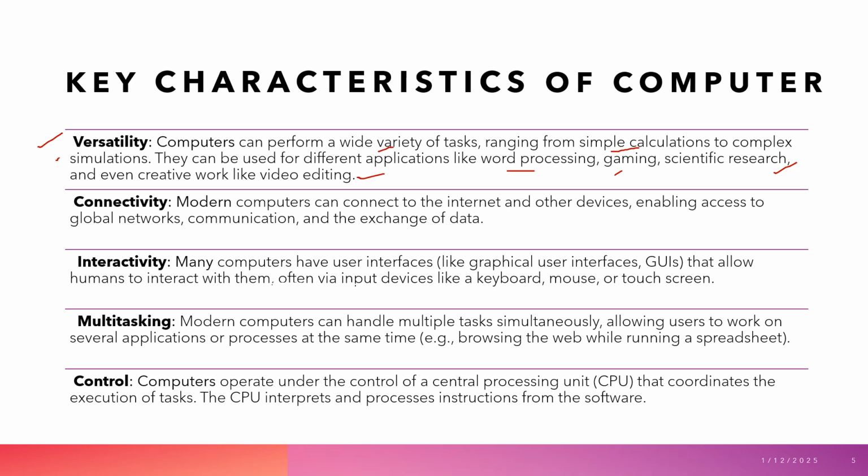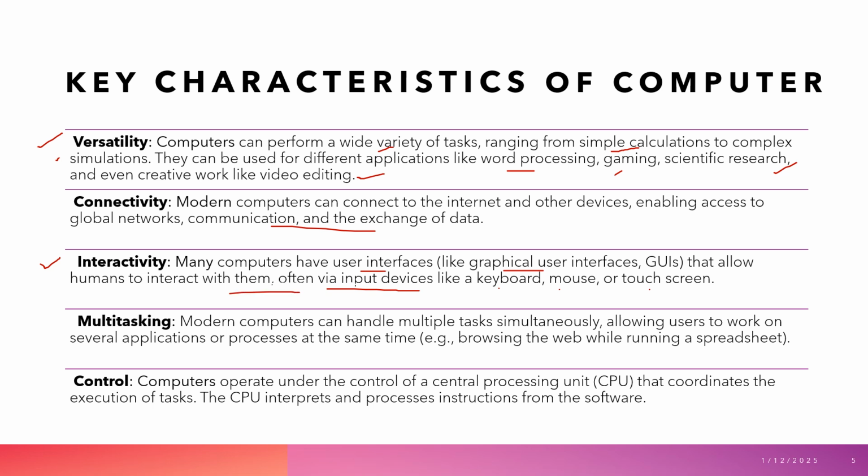Then comes connectivity. Connectivity means that modern day computers are not just connected by internet, but they're also connected to other devices like your smart homes, your smart watches, and so on, which basically allows these global networks to communicate and exchange the data. The next characteristic is interactivity, which means that the computers allow the users to interact through user interfaces. One very popular user interface is graphical user interface, and the humans often need input devices like a keyboard, mouse, or a touch screen to interact with those computers.